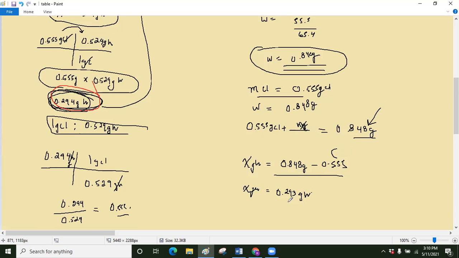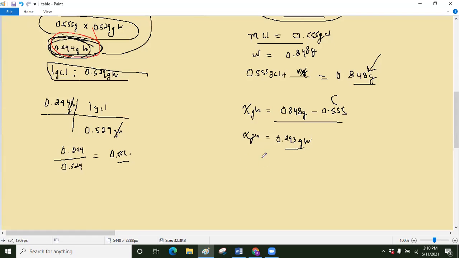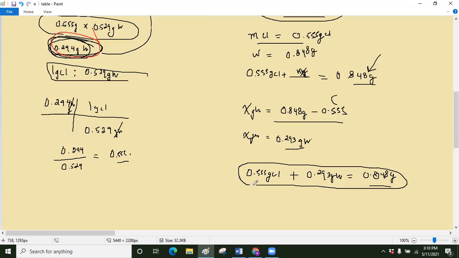So now you know that your chlorine amount was 0.555 grams of chlorine, and you add to that 0.293 grams of hydrogen, and you essentially get 0.848 grams of your total. And so that is the reaction that took place here.